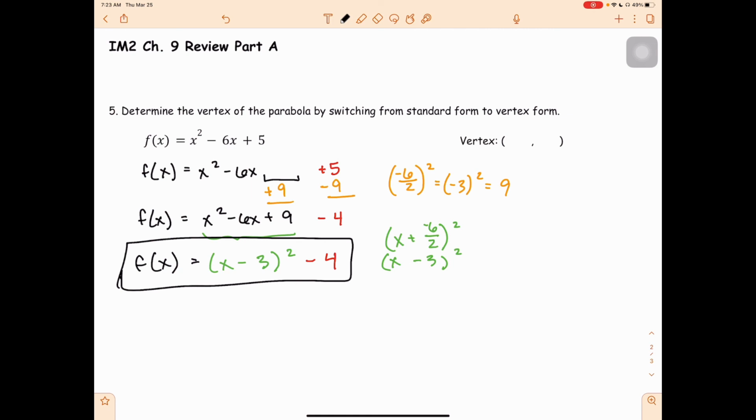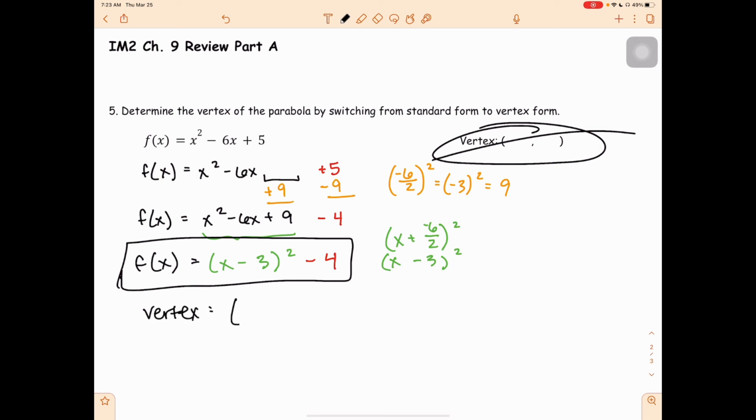So this tells me that my vertex, which I know I wrote it up here, but my vertex, the opposite of negative 3 is a positive 3, and the negative 4 it is what it is. So that was my h and my k. So that is the vertex of this parabola. And if you were to graph it to double check your work, you should see that as the vertex as well. Okay? So hopefully this was a solid review for you.